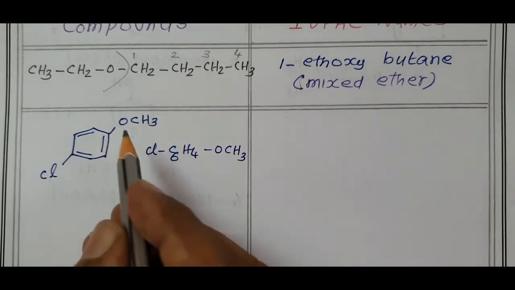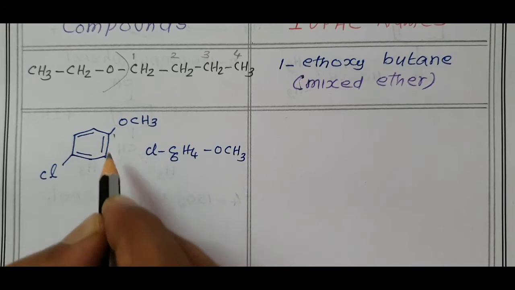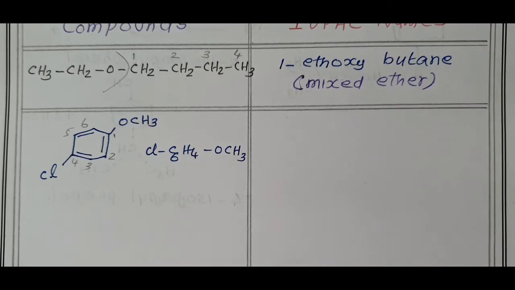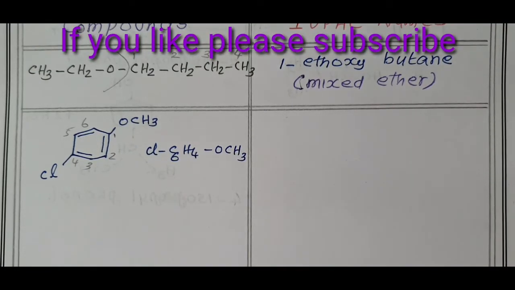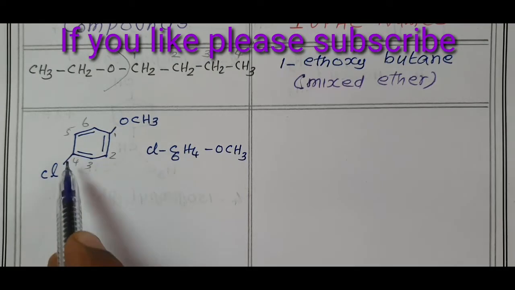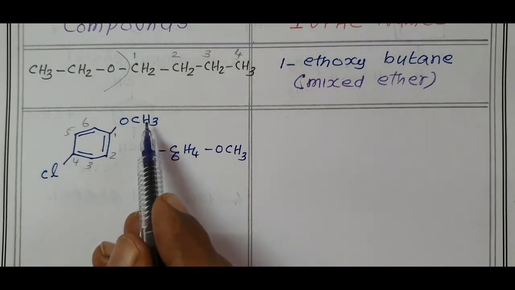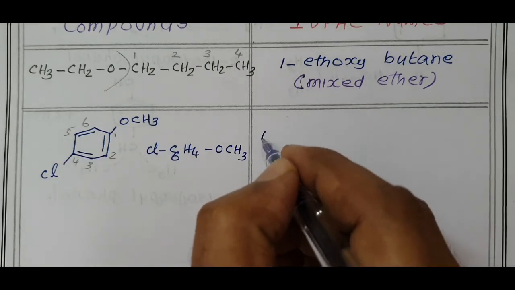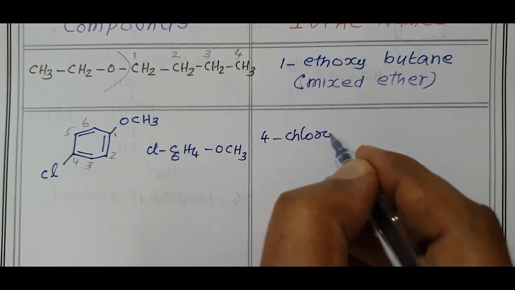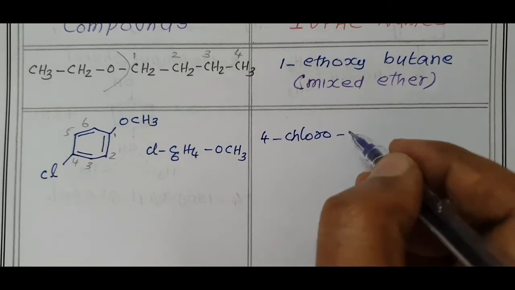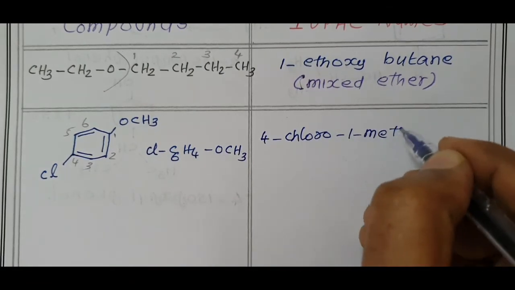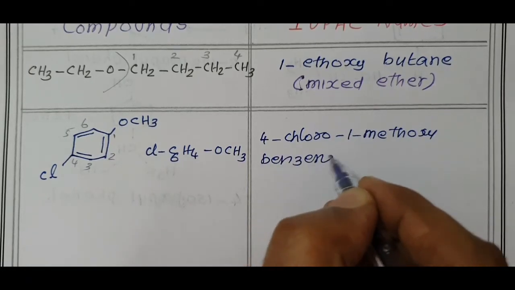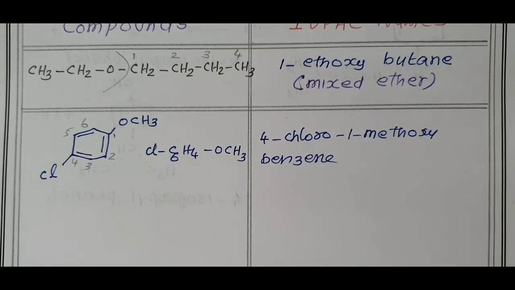The second compound. OCH3, number of carbon atoms starting from 1, 2, 3, 4, 5, 6. The molecular formula is also given here. So, in the fourth carbon we have chloro, first carbon methoxy, this is your benzene. 4-chloro, fourth carbon chlorine, first carbon containing methoxy: 4-chloro-1-methoxybenzene. This is the IUPAC name of this compound.